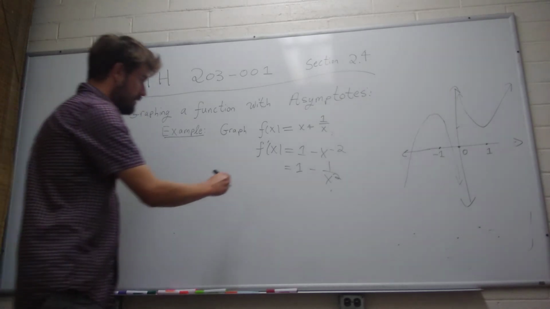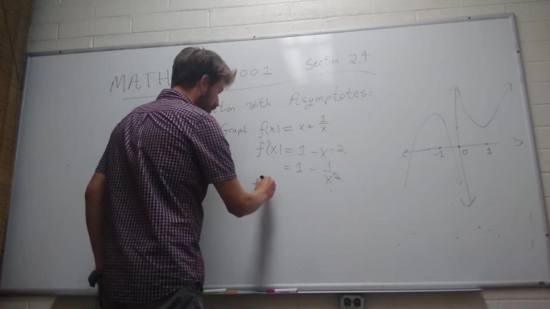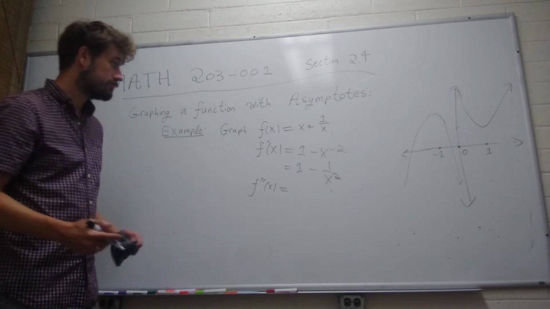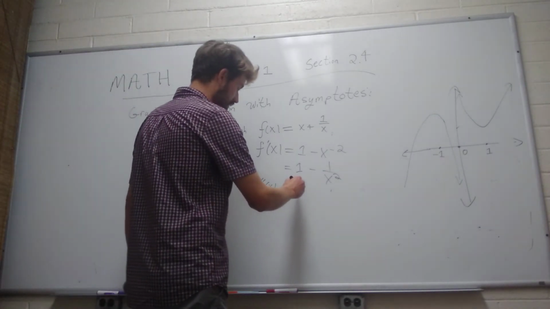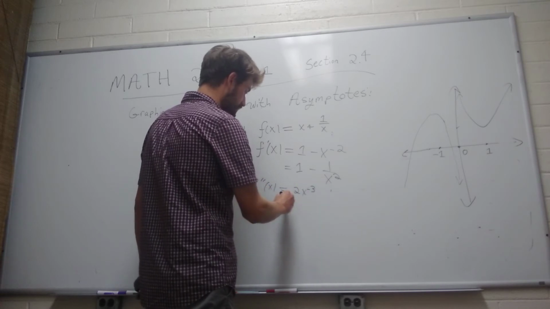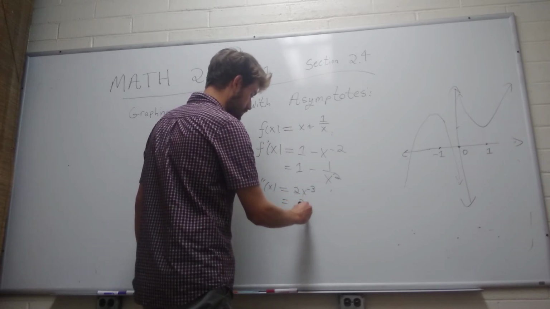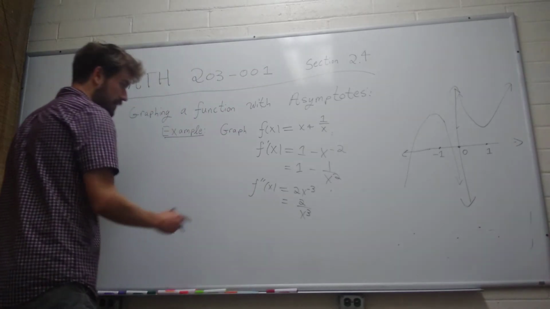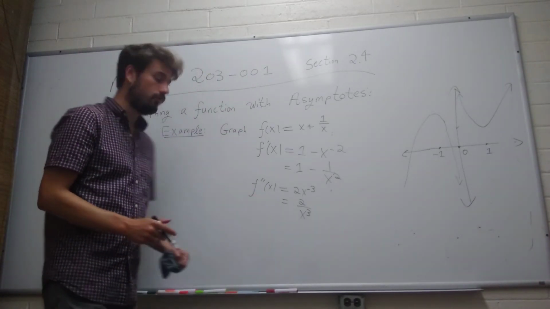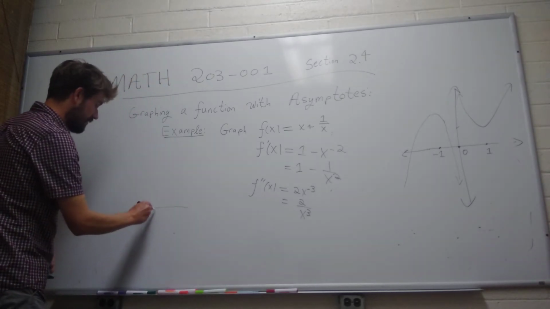Okay, now we are going to look a little more. To get the concavity, we've seen this before, the second derivative, it is what? It is 2 times x to the -3, which is the same as 2 over x cubed. So here, the only place where the function could change concavity is at 0. And actually, we can just test that really easily.